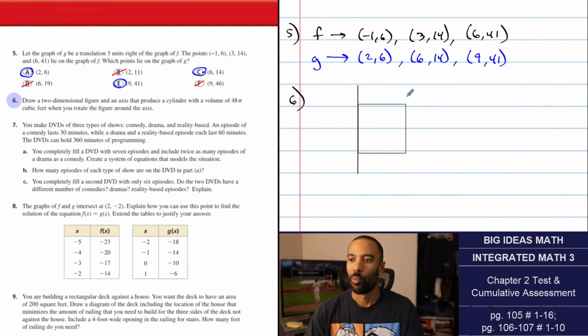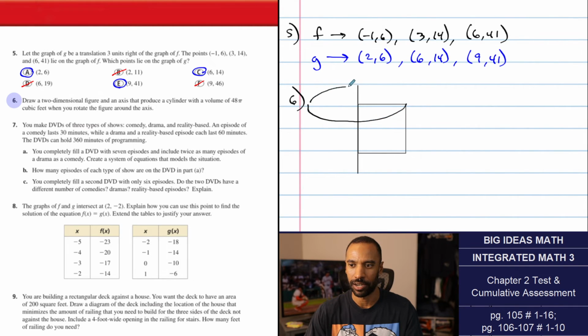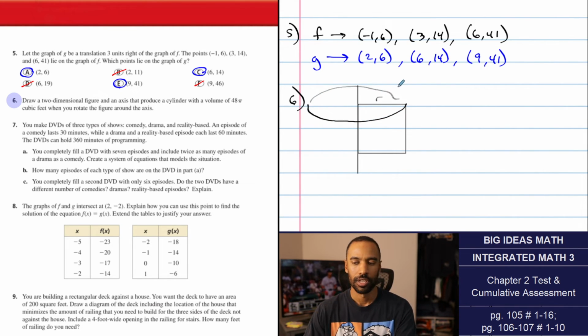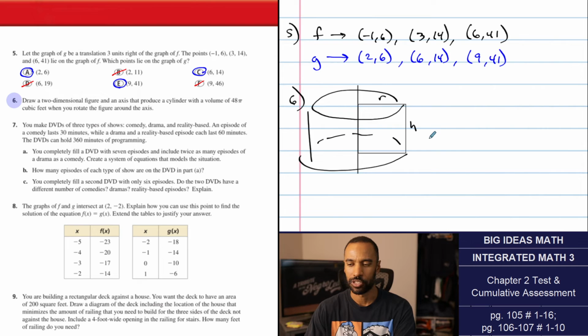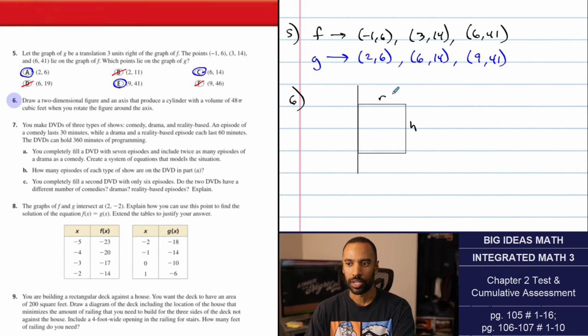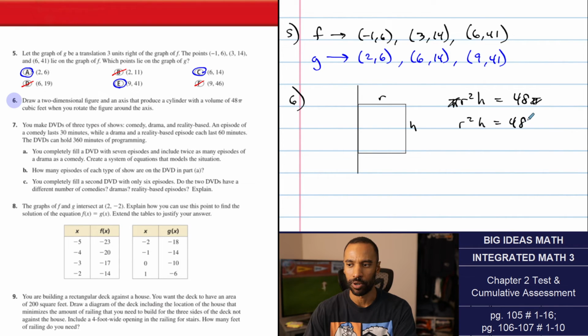Okay, anyway. What I need, this essentially becomes my radius. When you consider this revolution thing right here, this is the radius. So my radius here is R. This is the height of the cylinder, like that. So here's my R, here's my H. I need my volume, pi r squared times height, to equal 48 pi. When I divide both sides by pi, they cancel out. I need my r squared times h to equal 48.